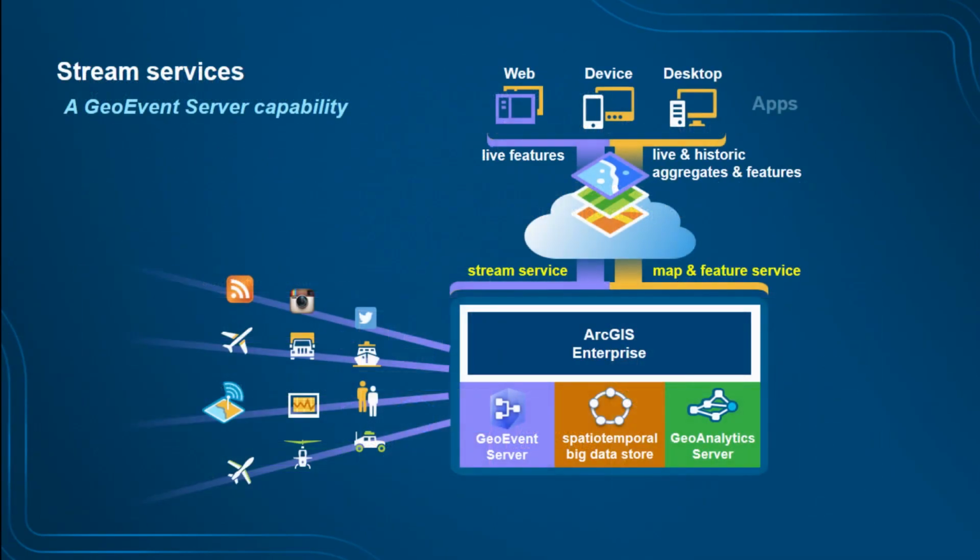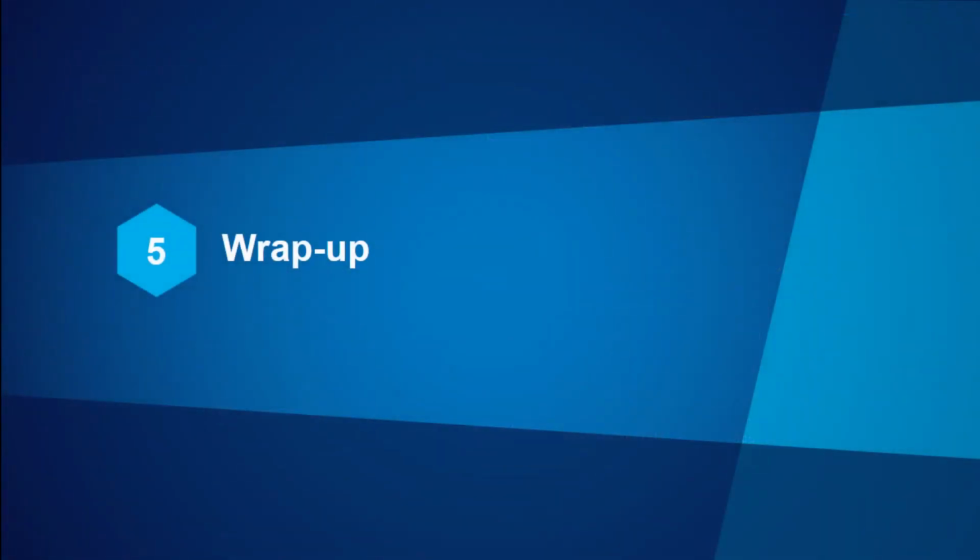So how do stream services fit inside the ArcGIS platform? Stream services are something which is on the server side. The client applications display stream services using a JavaScript API object which is called a stream layer. Now, stream layer is something which is on the client side. With that, we wrap up the session.